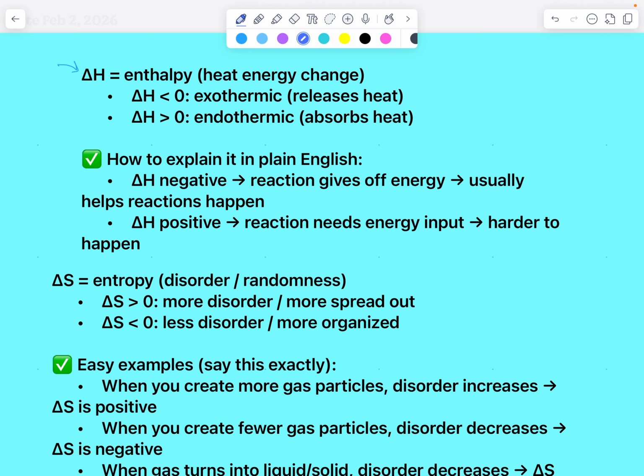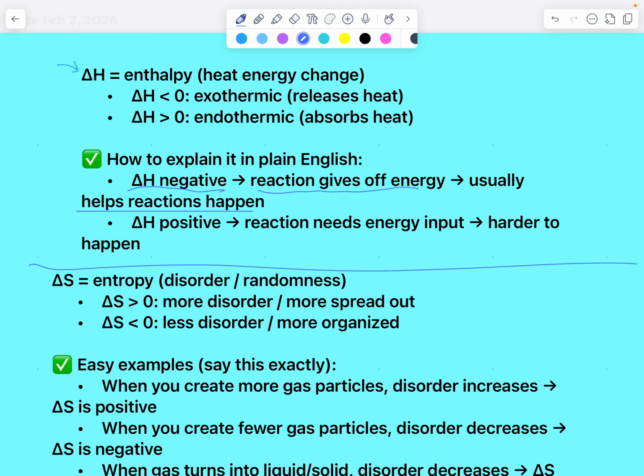When you see that, you'll know it's exothermic, exiting, right? You're going to be releasing heat, which often helps spontaneity. Delta H greater than 0 is endothermic, which is going to absorb heat, and often hurts spontaneity. Here is how I explain it in plain English. Delta H is negative, the reaction gives off energy, which usually helps reactions happen. Delta H is positive, the reaction needs energy input and it's harder to happen. That's the best way you could really go at this.